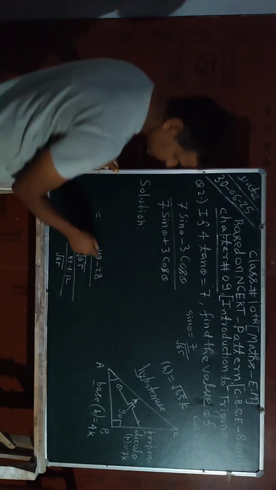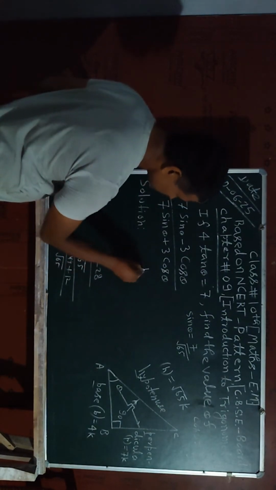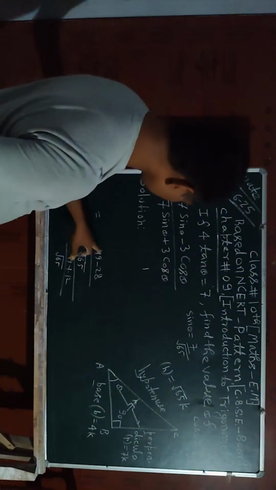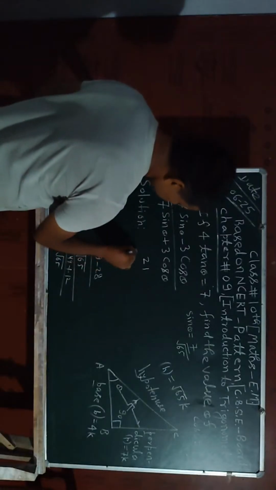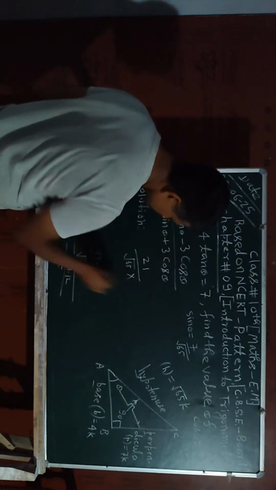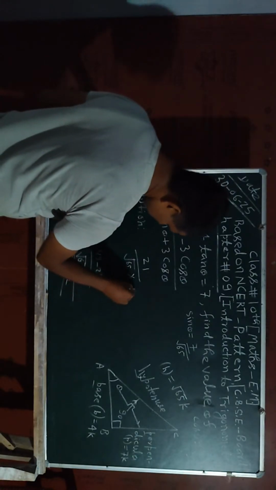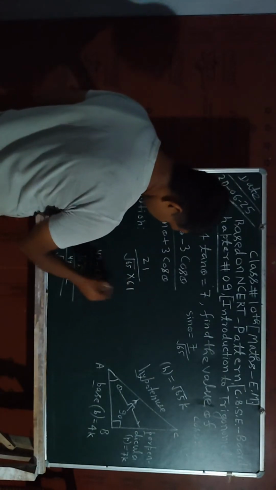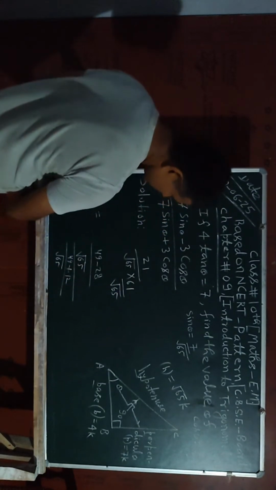Now here I will subtract 28 from 49. So 9 minus 8, that will be 1, and 4 minus 2, that will be 2, so 21. Again here divided by root 65, I will put root 65. Again here I will say 49 plus 12, that will be 61, divided by root 65. Okay.